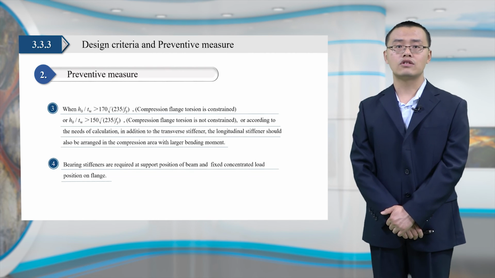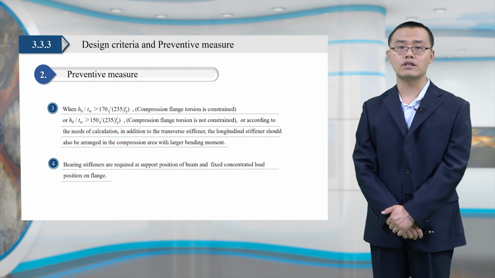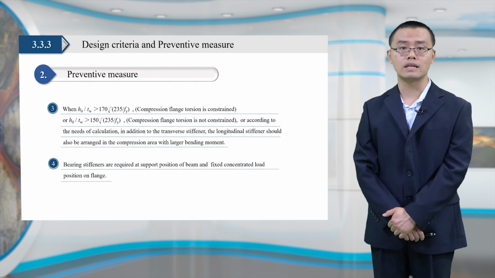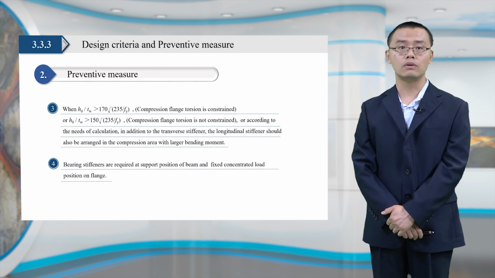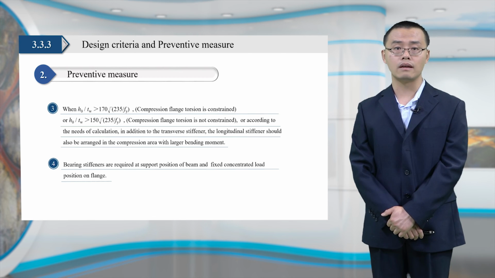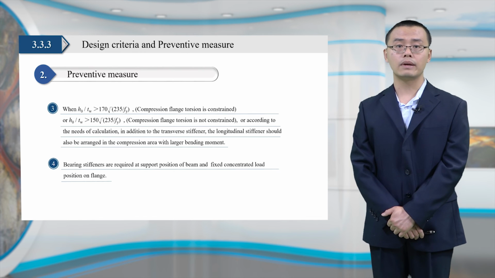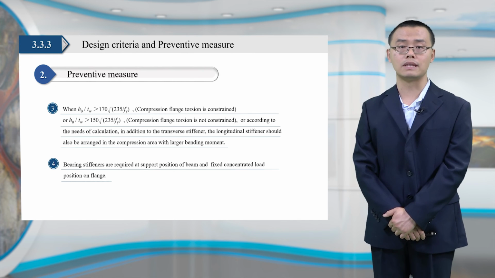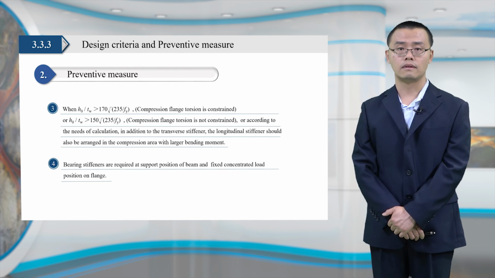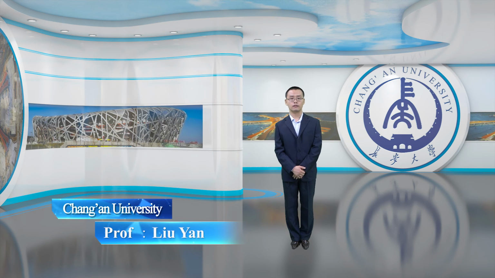The third, when such ratio is satisfied and compression flange torsion is constrained, or another ratio is satisfied and compression flange torsion is not constrained, or according to the needs of calculation, in addition to the transverse stiffener, the longitudinal stiffener should also be arranged in the compression area with larger bending moment. The fourth, bearing stiffeners are required at the support position of the beam and the fixed concentrated load position on the flange. That's all. Thank you for your attention. See you next time.